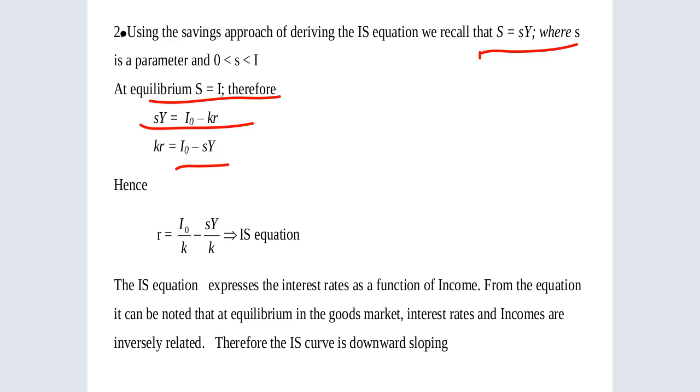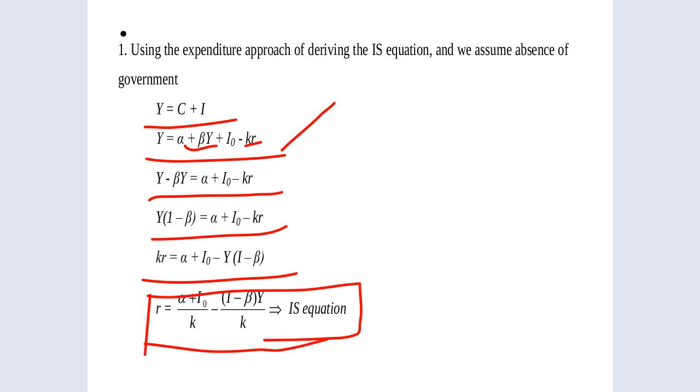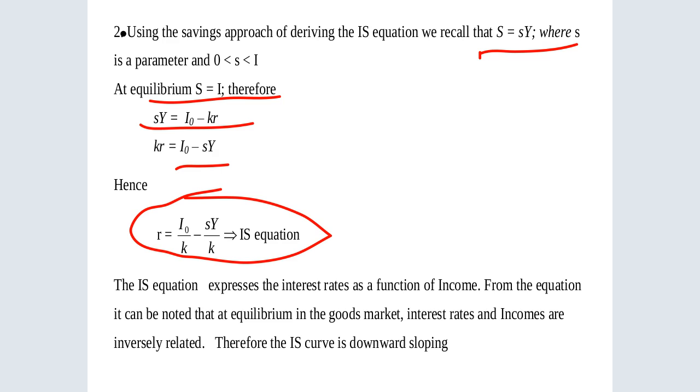So you also make this one the subject, make R the subject here. You get the savings for the IS equation as given. So this one is the same as what we have done here. So it is the same. So those are the IS equation, and the IS equation expresses the interest rate as a function of income.